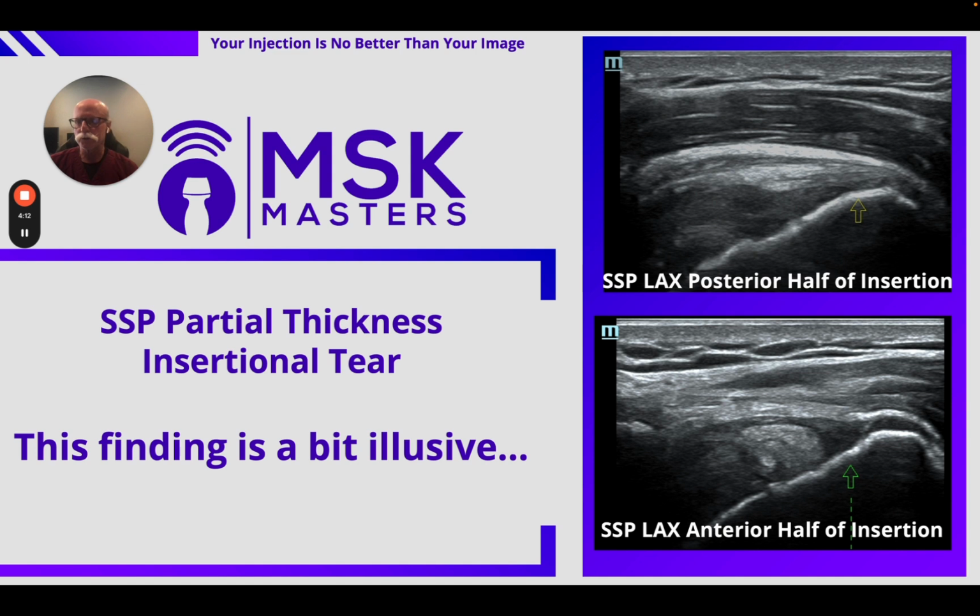And this is all part of the training and protocols that we teach you with MSK Masters relative to the imaging. And then also the next step is to do ultrasound guided injections in regenerative medicine.